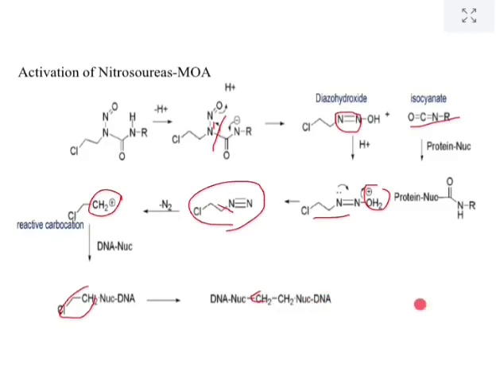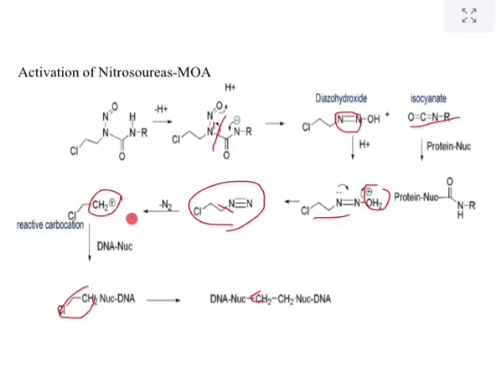So again, we are saying the activation of the nitrosoureas is very different from the activation of cyclophosphamide. It starts with the nitrosourea behaving as an acid, and losing a proton, and when that happens, the resultant molecule is unstable. There is spontaneous movement of electrons followed by decomposition to give us the precursor of the active moiety, which is a diazo hydroxide, which further accepts a proton, and the process goes on. And what we want to generate is the reactive carbocation.